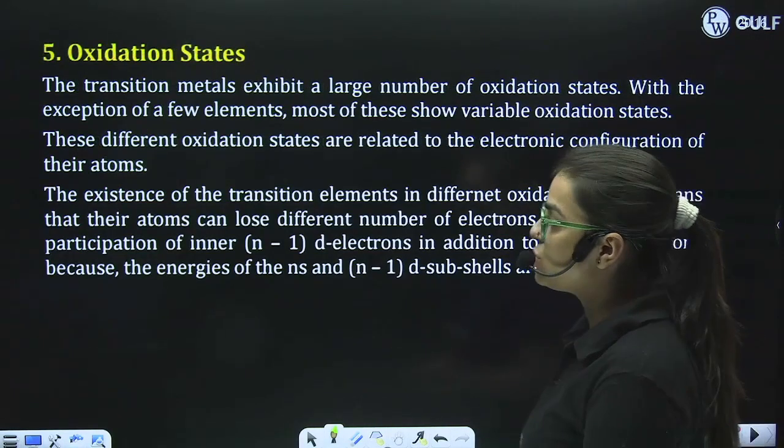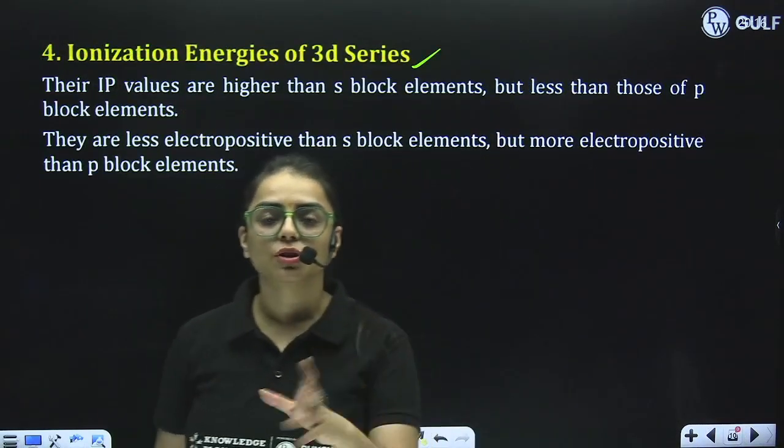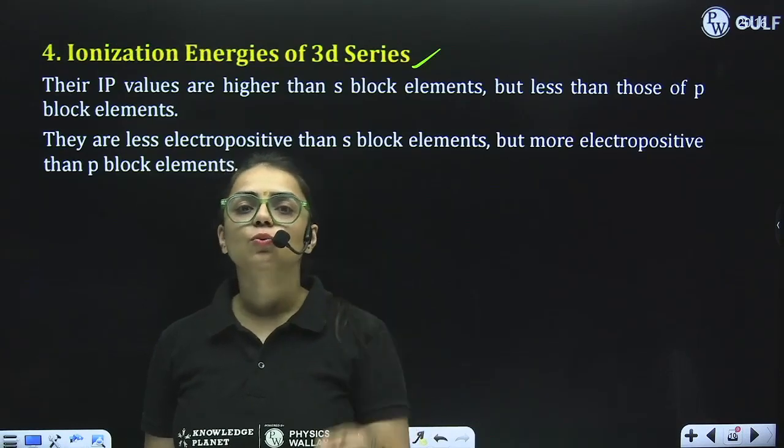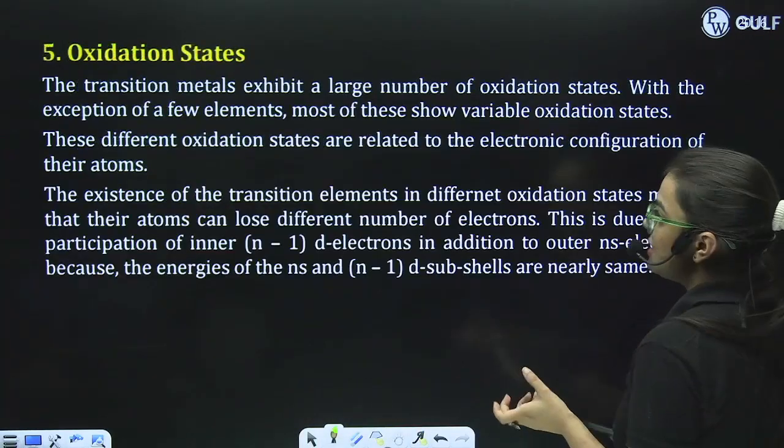So let's move on to the next one. Now, if you don't know what is ionization enthalpy, let me tell you, it is basically the amount of energy required in order to remove one electron from the outermost shell. Yes? Okay, ma'am. Let's see the next part.